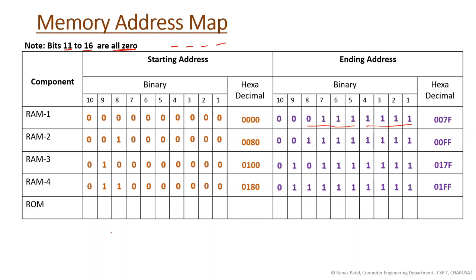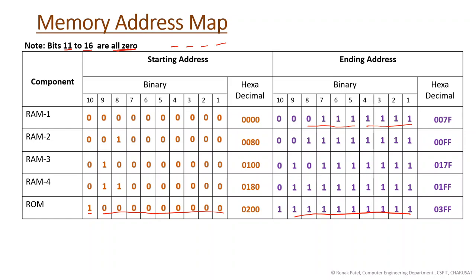Now ROM. As you know, 11 to 16 are right now not used. So the 10th bit selects between RAM and ROM. Now the 10th bit is 1. Now remember, 8 and 9 are used as address in ROM. So these are the 9-bit address given to ROM. This is the starting address in ROM, and this is the ending address in ROM. Okay. So what is the use of this?